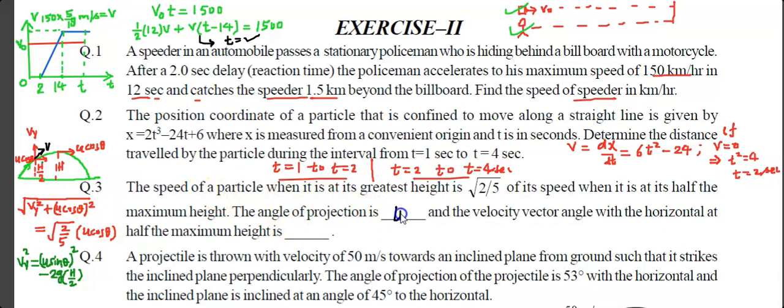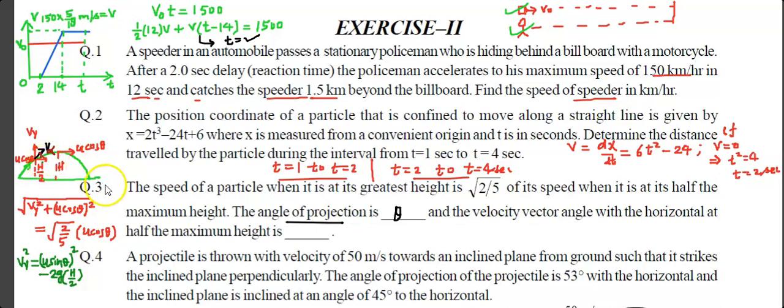That means you can find this angle, that's theta, the angle of projection. And the second part is asking about the maximum height. This velocity vector makes an angle with the horizontal at the maximum height. That means our interest is to find this angle, that means this velocity with the horizontal. Let's say this angle is alpha.